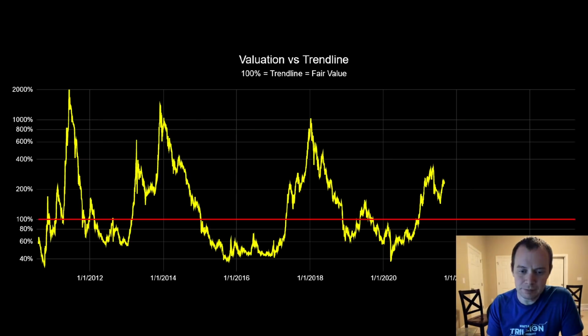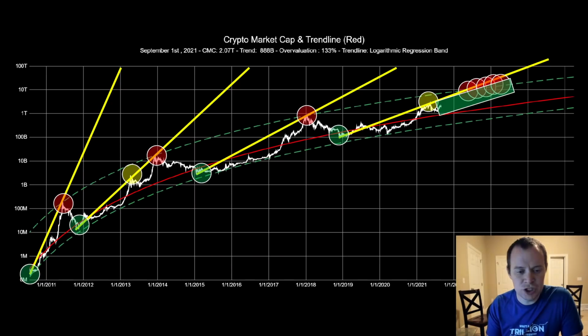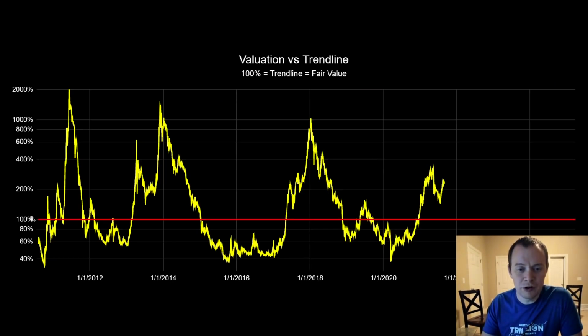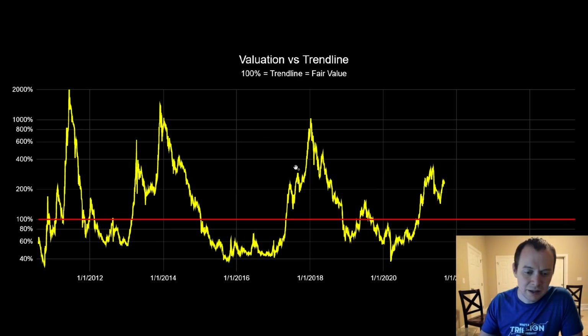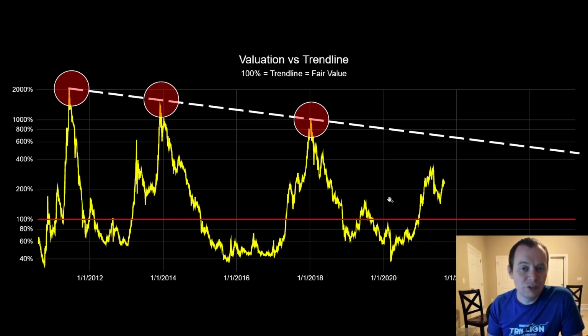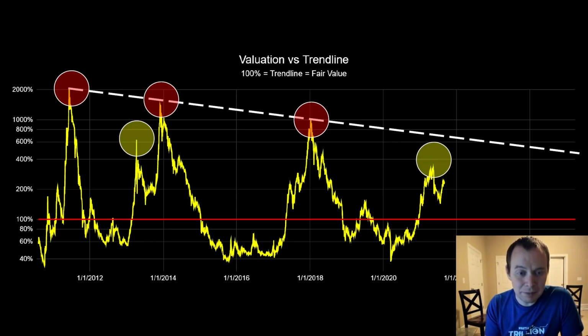Now, this is one of my favorite charts because what it shows is the percent difference between total crypto market capitalization, the white line, and the fair value logarithmic regression trend line, which is the red line. It's shifted by 100%, so 100% is the fair value, meaning when the white line is on the red line, you're at the fair value at that time. And what you'll notice from this chart, which you can also see from the other chart, is that you have these market cycle peaks highlighted in red. And we also notice that there could be these intermediate peaks that we have highlighted in yellow.